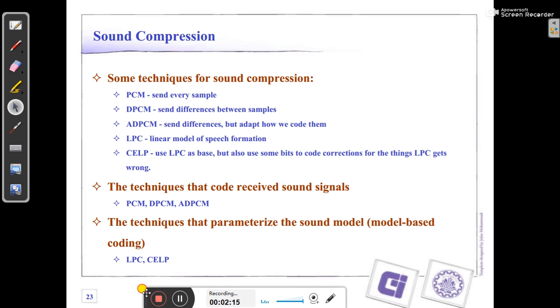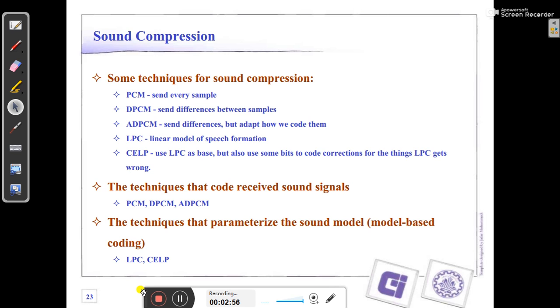Some techniques for sound compression are PCM, or pulse code modulation; DPCM, which senses differences between samples; ADPCM, which is adaptive DPCM, senses differences but adapts how we code them; LPC, which is a linear model of speech formation; and CELP, which also uses LPC as a base but also needs to code corrections for the things LPC gets wrong. So these are just terms. We'll try to understand them one by one in brief.